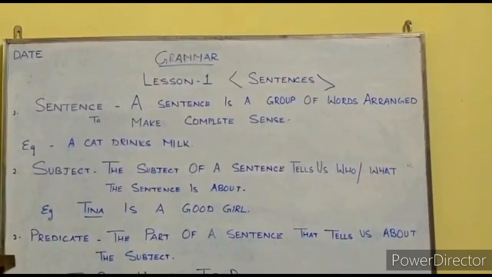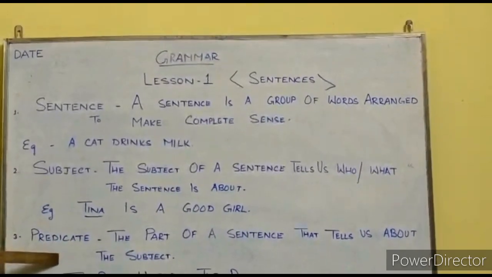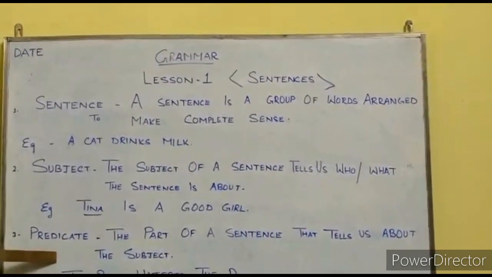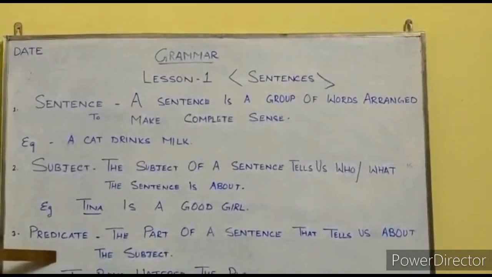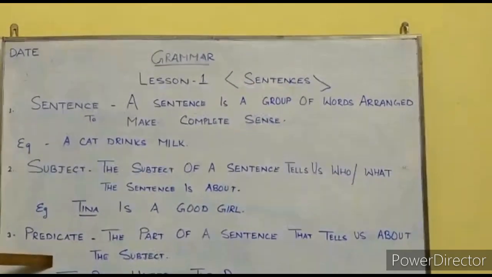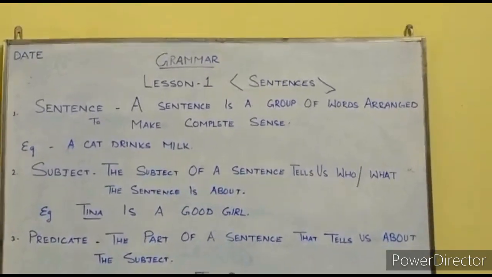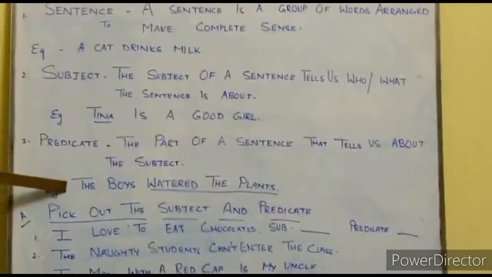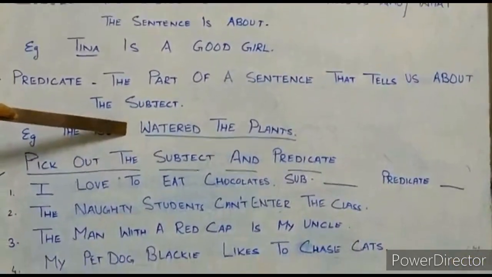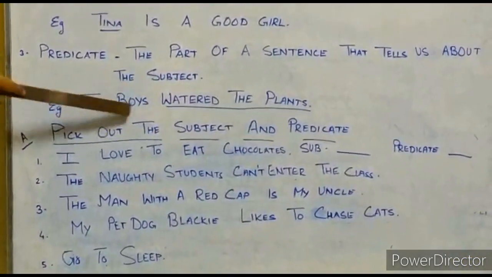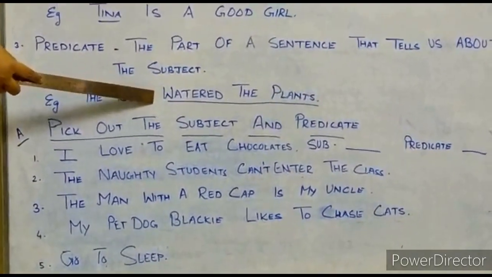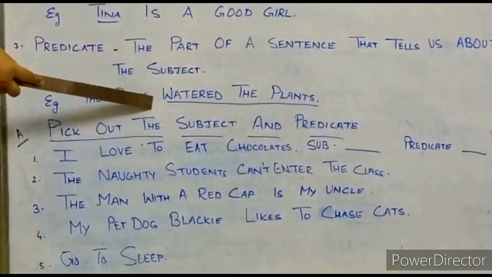The third one is predicate. The part of a sentence that tells us about the subject is called predicate. What is a predicate? The part of a sentence that tells us about the subject is called predicate. Example: the boys watered the plants. So "watered the plants" is the predicate. What is the subject doing? Watering the plants. So it is telling us something more about the subject. So "watered the plants" is the predicate.